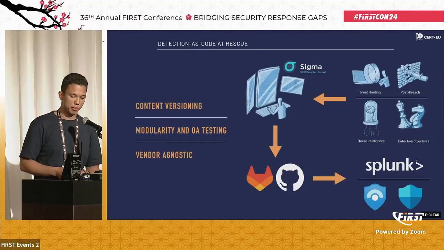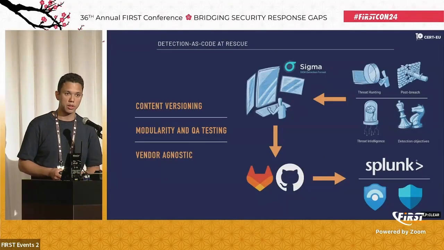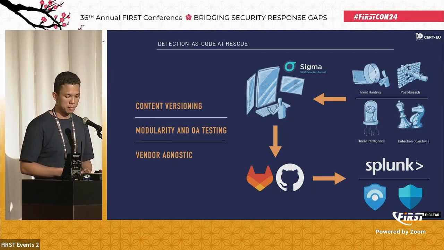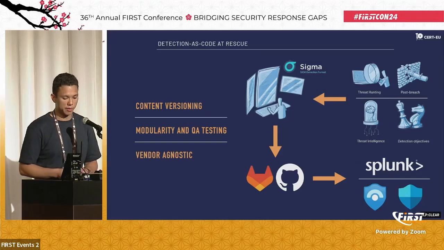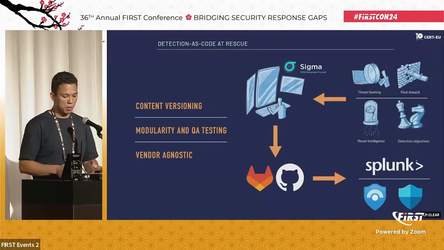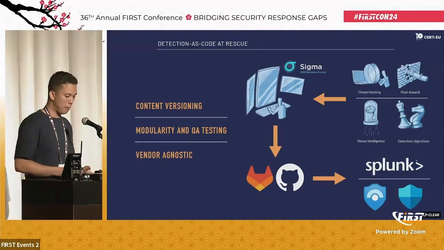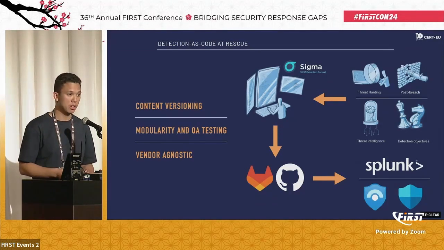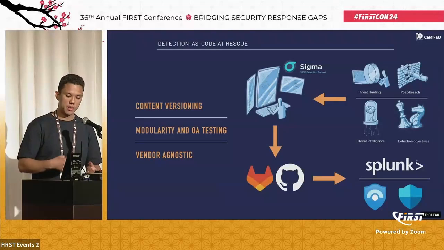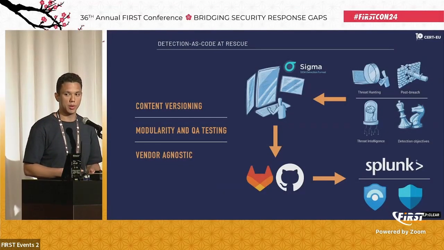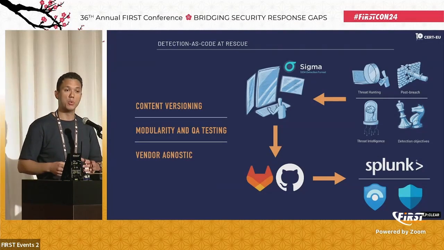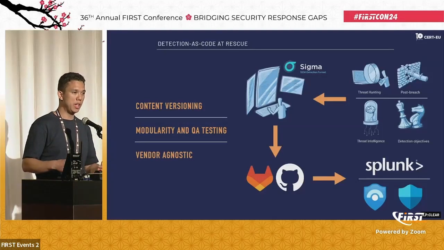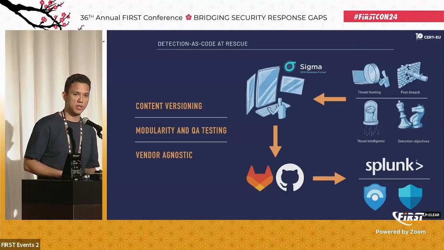So we introduced detection as code. We embraced the concept to improve the management of our rules. We wanted a vendor agnostic approach here. So one entry, Sigma, and throughout our activities, like threat hunting, post-breach, or a tip from someone, we create Sigma rules. And so Sigma rules, we put them on a Git repository.